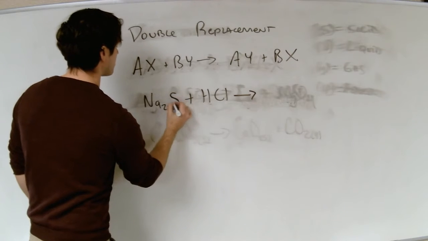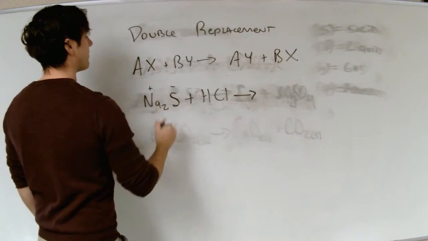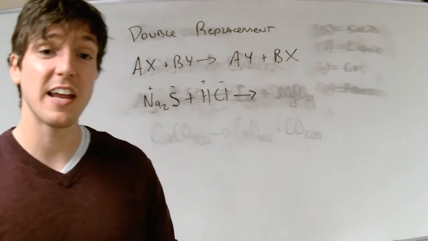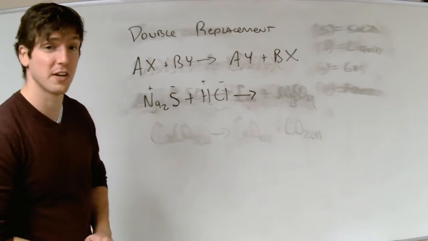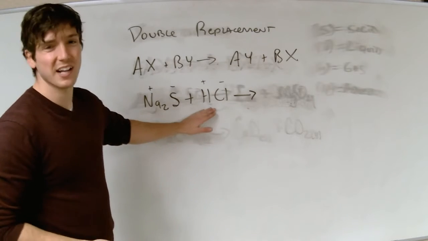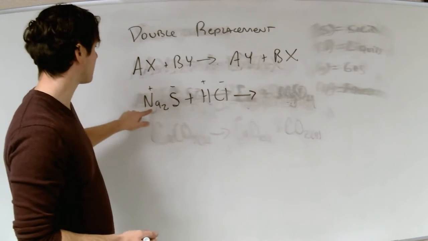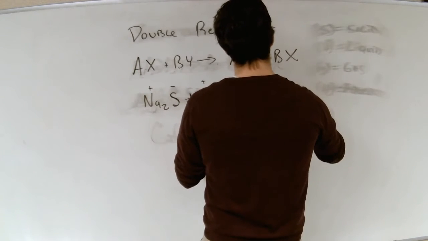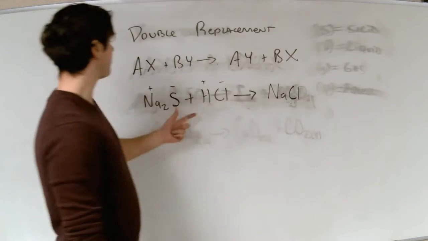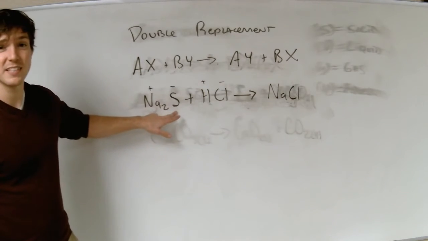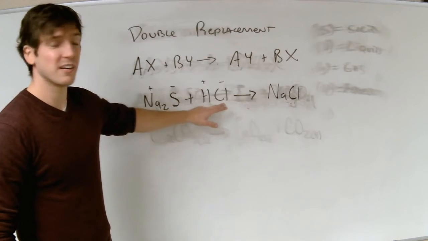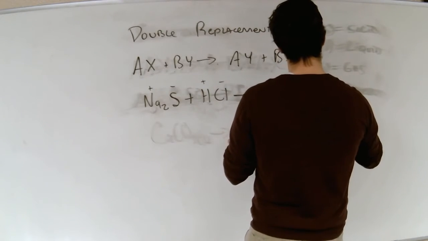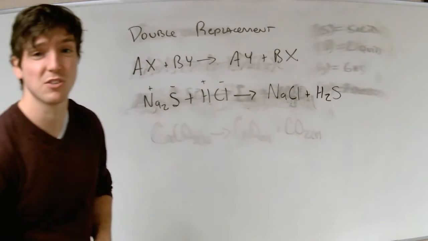Remember that sodium is a positive ion, sulfur is a negative ion, hydrogen's a positive ion, and chlorine is a negative ion. And they are going to swap partners with one another. When they swap, the sodium's not going to go with the hydrogen because they're both positive. The sodium is going to go with the chlorine, and it's going to become NaCl. Same deal here. Sulfur is not going to go with the chlorine because they're both negative. Sulfur is going to go with the hydrogen and form H2S because we got to balance those charges, right?